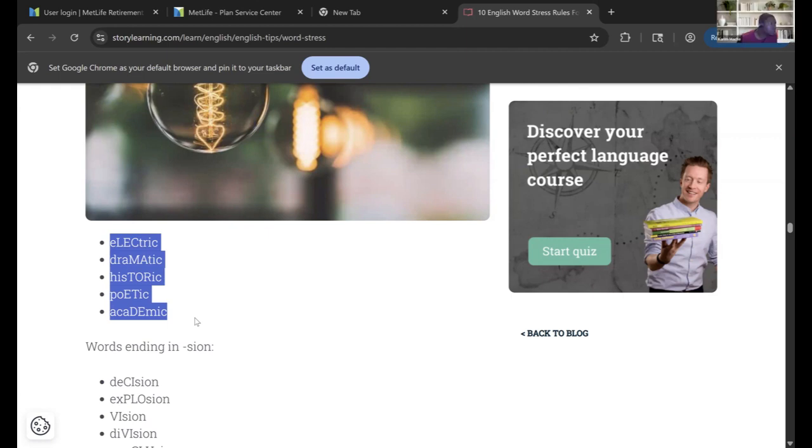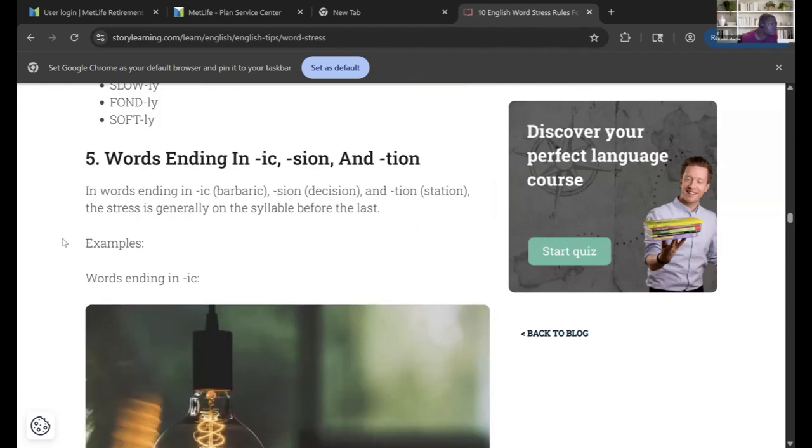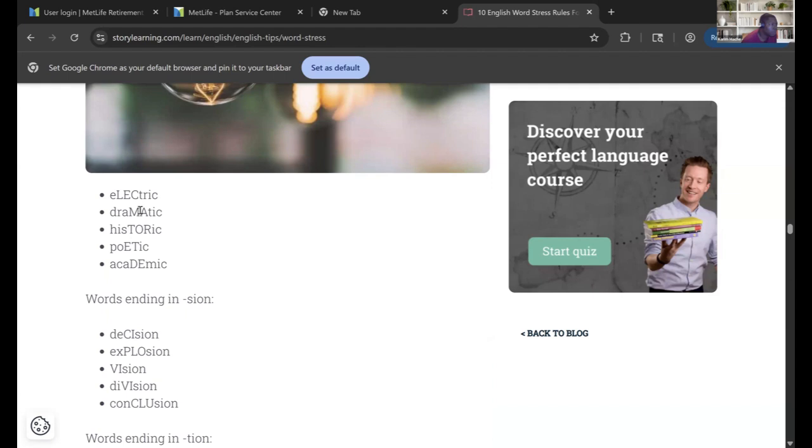Yeah, please, can you go back a little bit on the rule? You want the rule? In words ending in -ic, -sion, -tion, the stress is generally on the syllable before the last one. I need to try to understand. I want you to read with the right stress pattern. I want to see that.